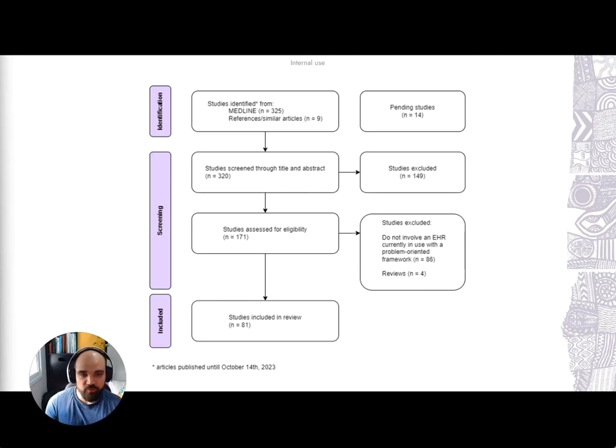With a team of 3 reviewers, we screened through the title and abstract of 320 articles. We assessed for eligibility 171 articles, of which we included 81 considering those inclusion and exclusion criteria I mentioned.